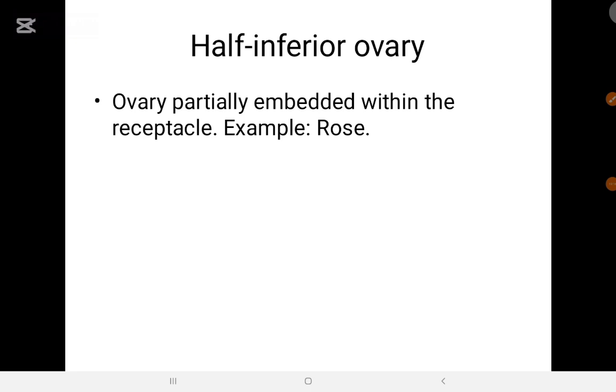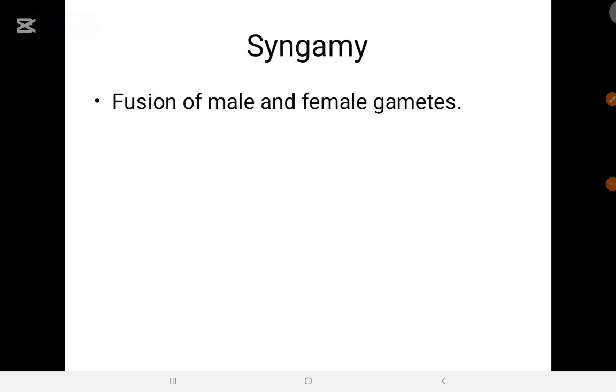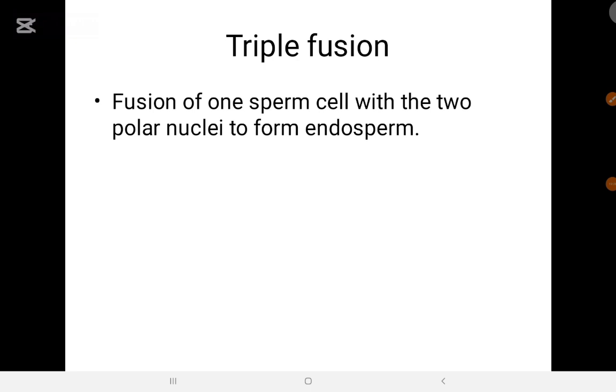Then we have the half inferior. Half inferior is just an ovary that is partially embedded within the receptacle. It's not totally embedded. It's partially embedded in the receptacle. Then we have syngamy, fusion of male and female gametes. I've mentioned that before. Triple fusion, fusion of one sperm cell with two polar nuclei to form endosperm.